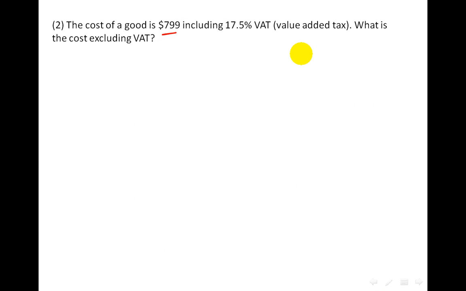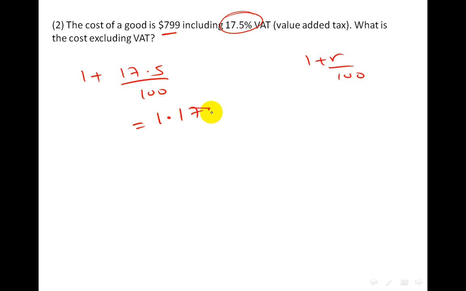So you're going to do the same thing, which is 1 plus R over 100 to find the scale, and it's going to be 1 plus 17.5 over 100, and you're going to find 1.175. Okay, so now we're going to work on this rate with the what? With the amount of money, which is 799 divided by 1.175.